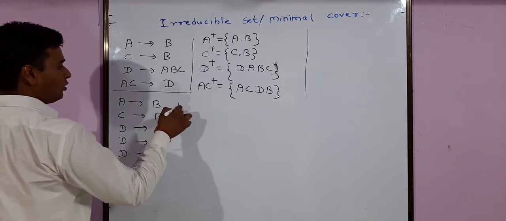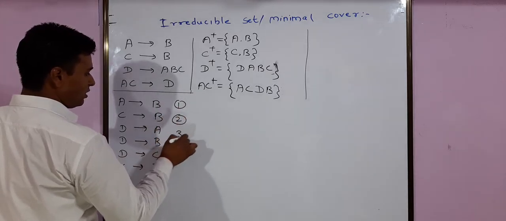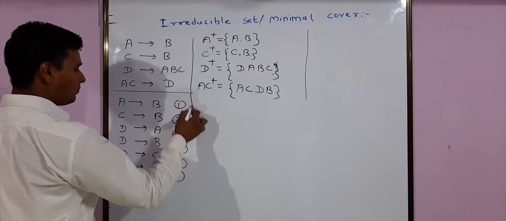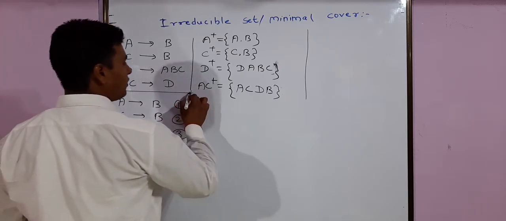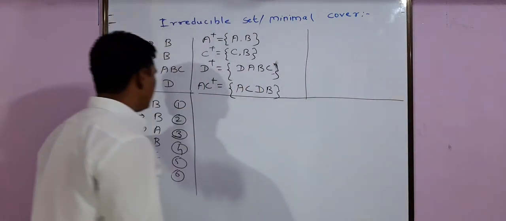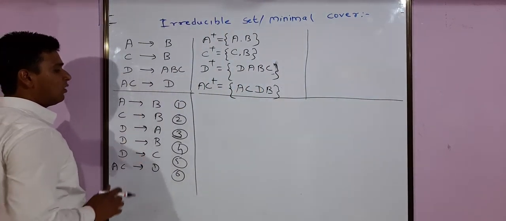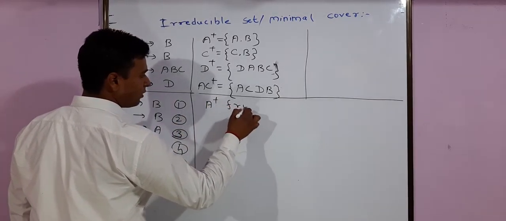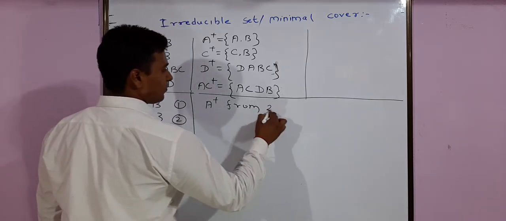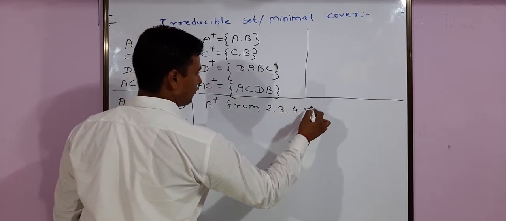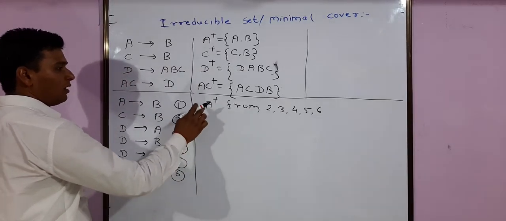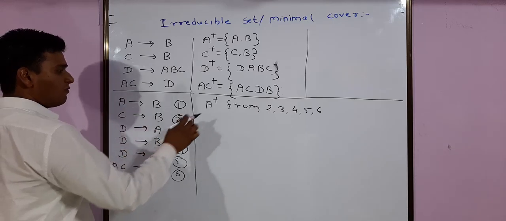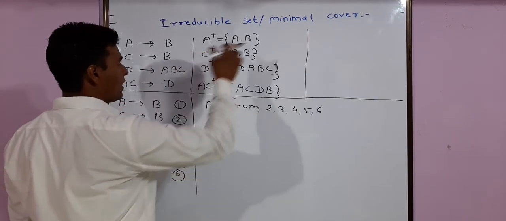So now I am going to give the numbering 1, 2, 3, then 4, then 5. So we will work on this step up to the 5th one. What we will do here, this is very important step. Please understand. Now I will find out the A closure from 2, 3, 4, 5, 6. I will not consider the first one. I will find out A closure and I will try to match with the original one.